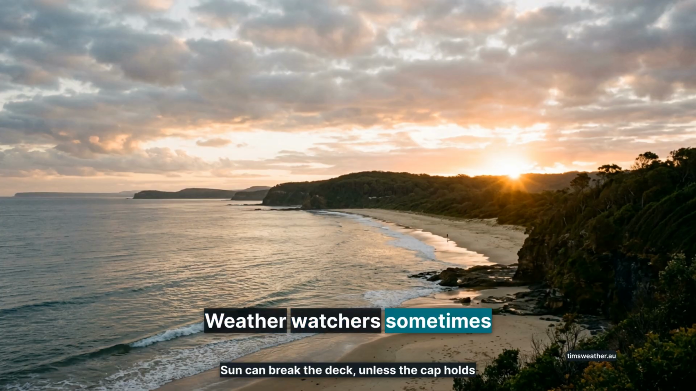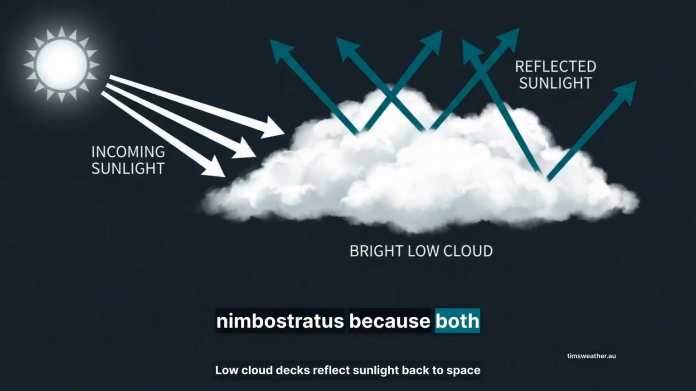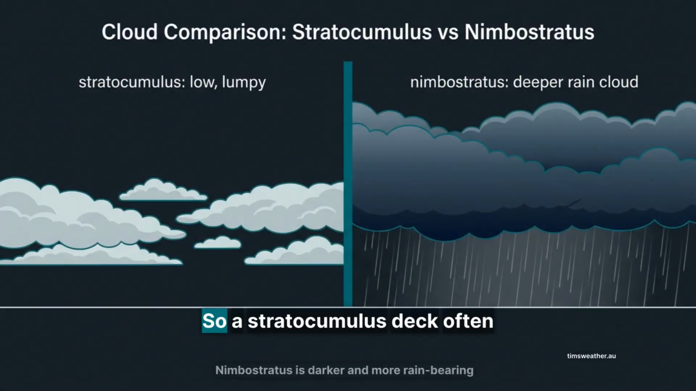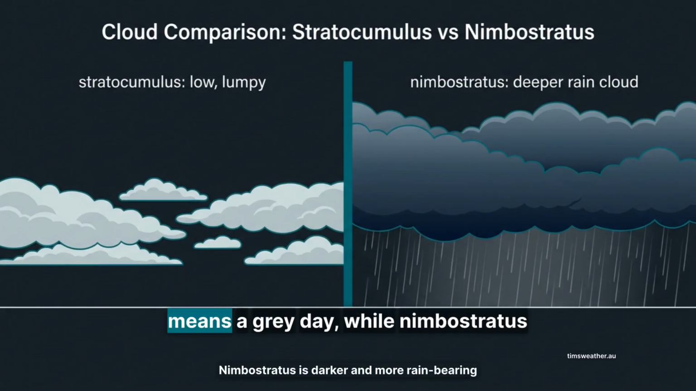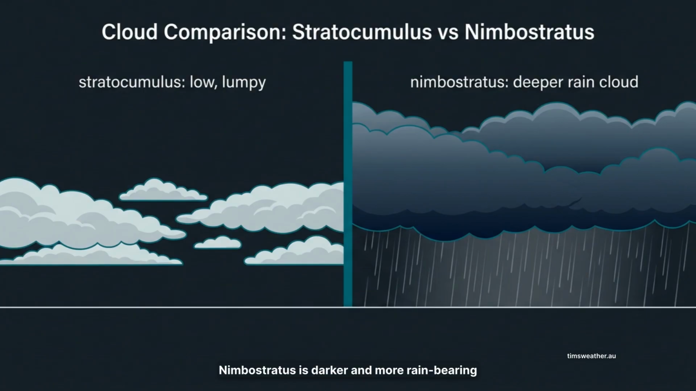Weather watchers sometimes confuse stratocumulus with nimbostratus because both can look grey and layered. The difference is usually texture and rain. Stratocumulus is often lumpy, broken and widespread, with little or no rain. Nimbostratus is usually thicker, darker, smoother and more likely to bring steady rain. So a stratocumulus deck often means a grey day, while nimbostratus more often means wet weather is on the way.